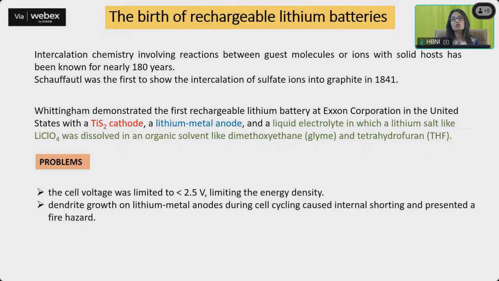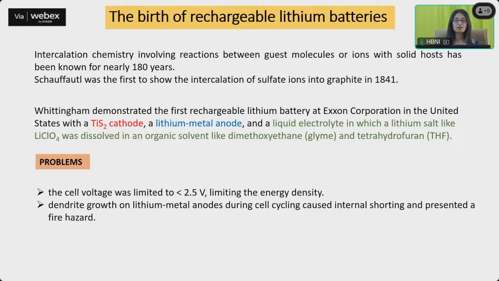So coming back to the birth of rechargeable lithium batteries, if you remember, we had said that this entire concept started with the intercalation chemistry. This intercalation chemistry has been there for nearly 180 years. Schoeffel was the first to show the intercalation of sulfate ions into graphite in 1841. Then Professor Whittingham demonstrated the first rechargeable lithium battery at Exxon Corporation in the United States. He used a titanium sulfide cathode, a lithium metal anode, and a liquid electrolyte in which a lithium salt like lithium chlorate was dissolved in an organic solvent, which was glyme and THF, tetrahydrofuran.